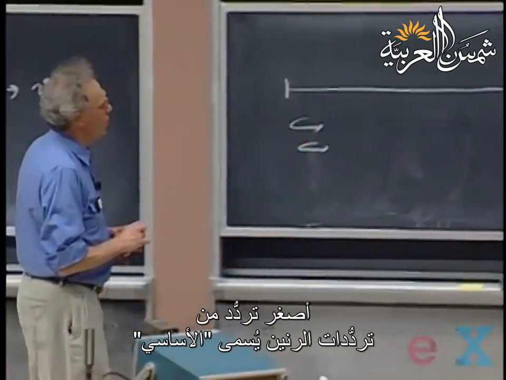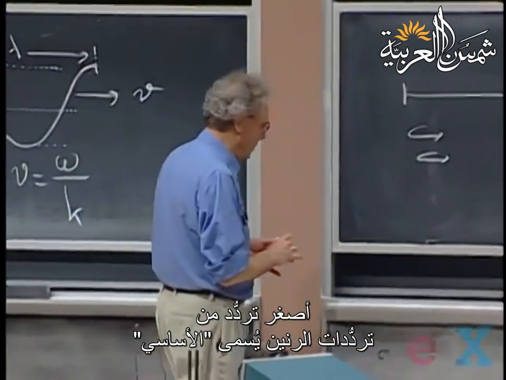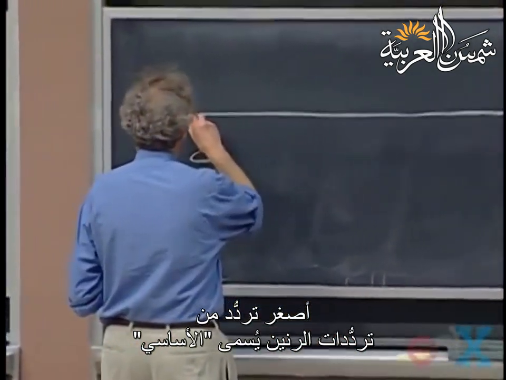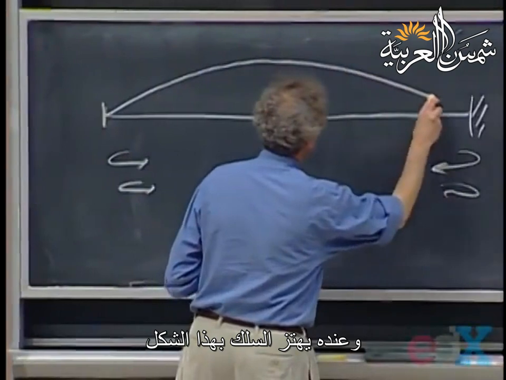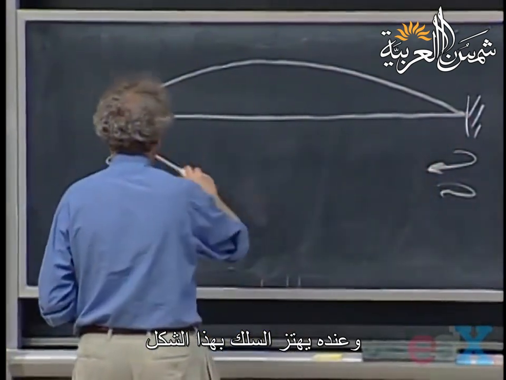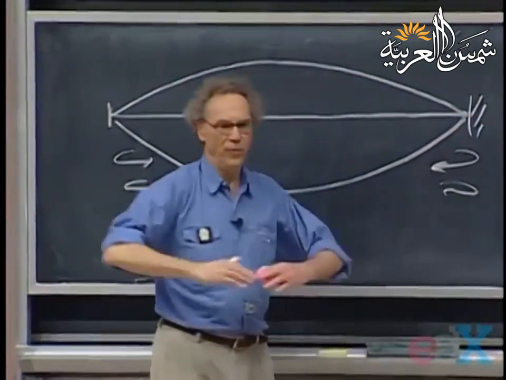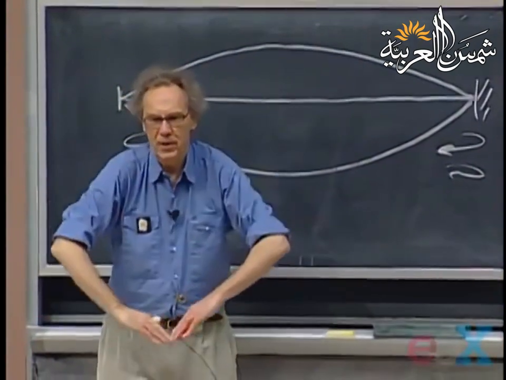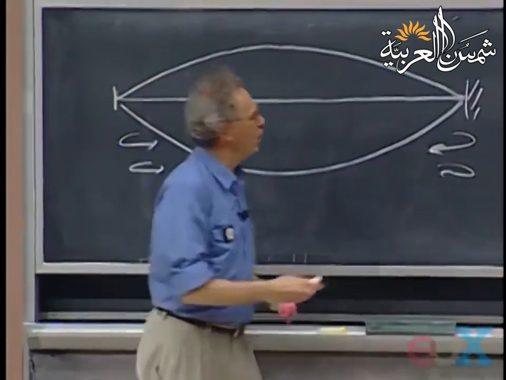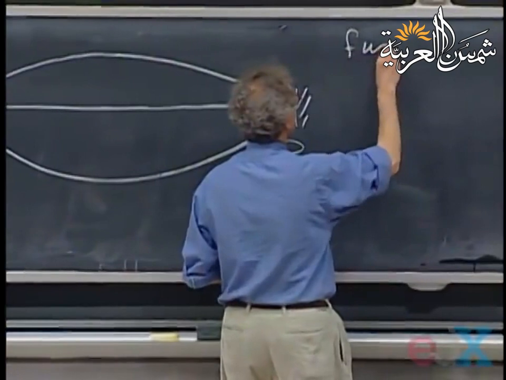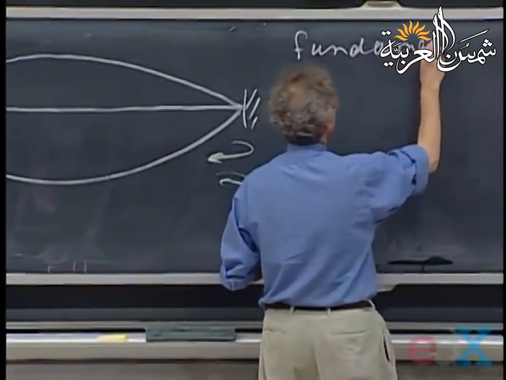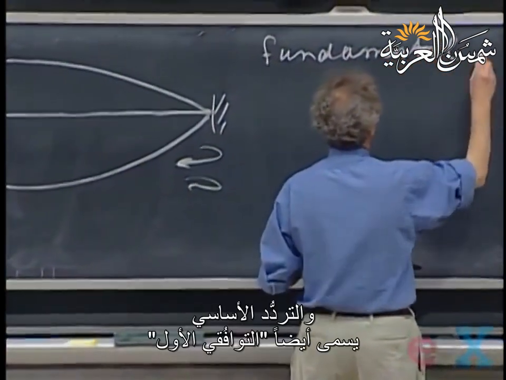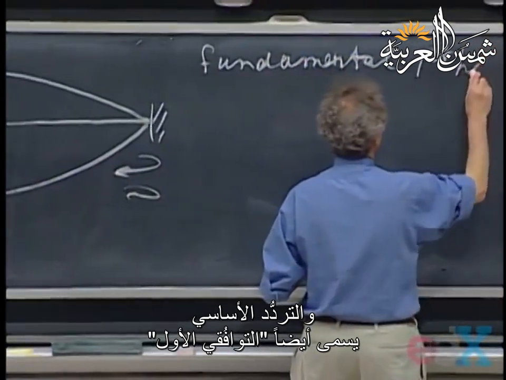The lowest possible frequency for which this happens, which we call the fundamental, will make the string vibrate like this. So the whole thing goes, and we call that the fundamental. We call that also the first harmonic.